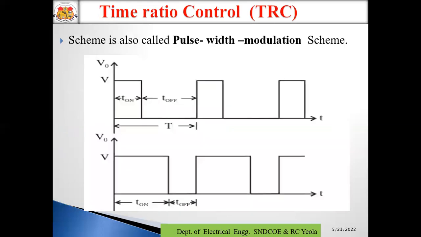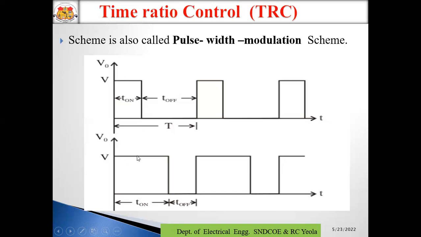In the figure, you can observe that this type of scheme is also called the pulse width modulation scheme. So this type of constant frequency system is also known as the pulse width modulation scheme. This graph is plotted between output voltage and time. In the first graph, this is the T on time, this is the T off time and this is the total time period. We vary the T on time, that means this is the pulse width.